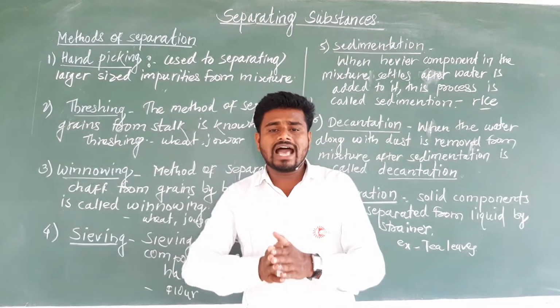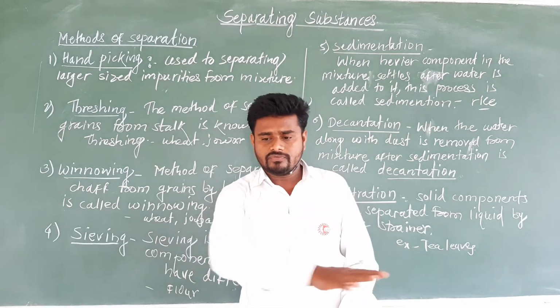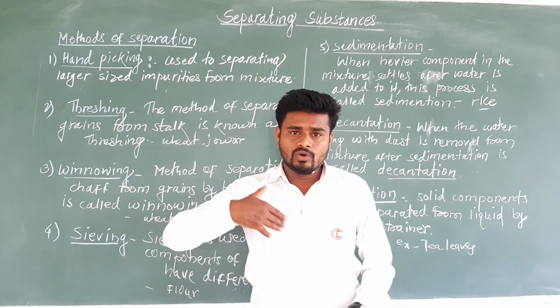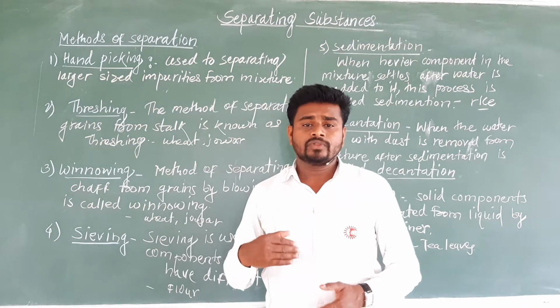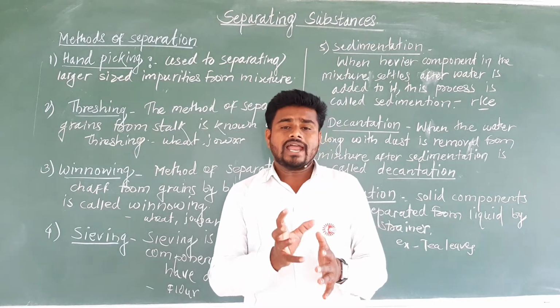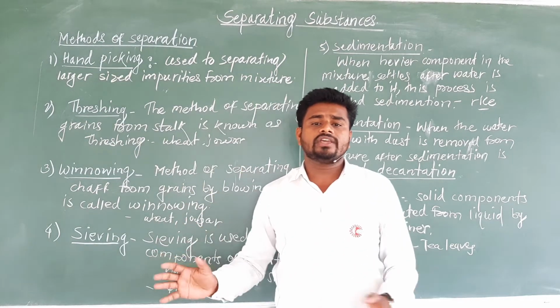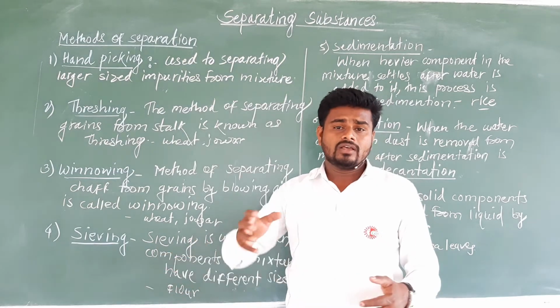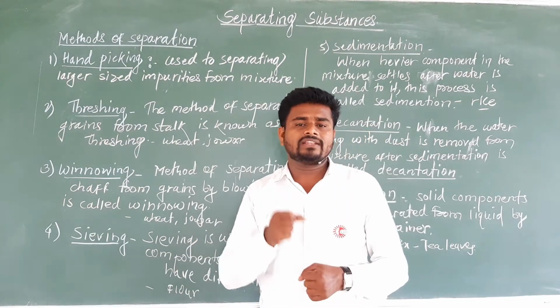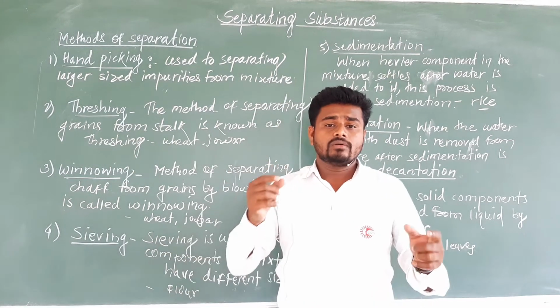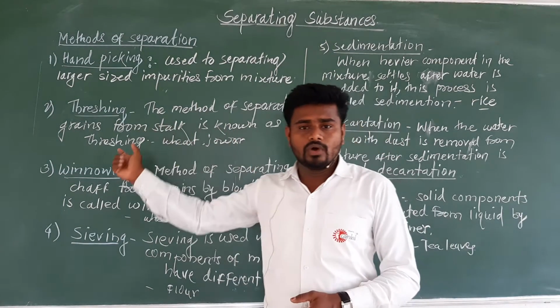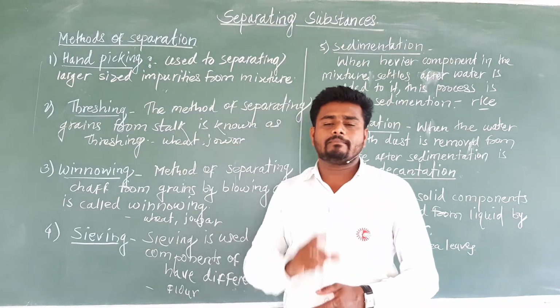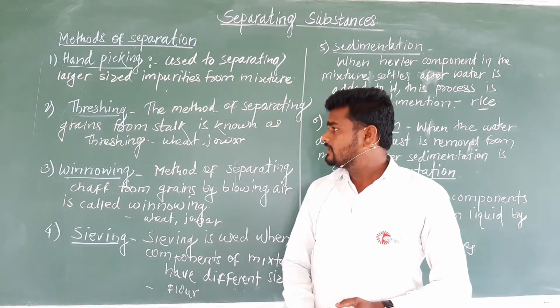How? The stalks are laid on a huge field or ground, and bullocks are allowed to move on those stalks. One heavy stone is tied to a rope, and that rope is tied to the bullocks. Due to this, what happens? Food grains are separated from the stalk.